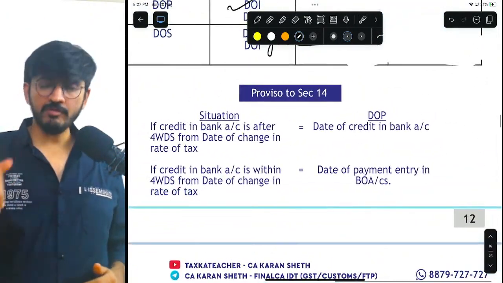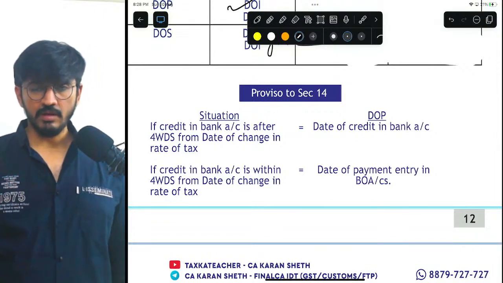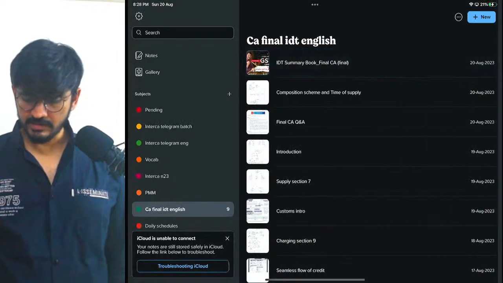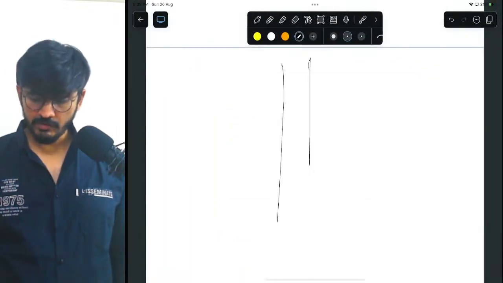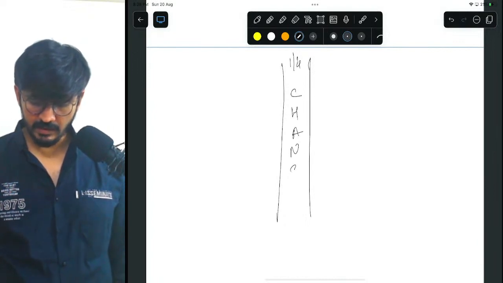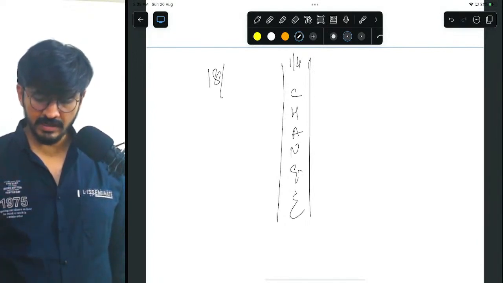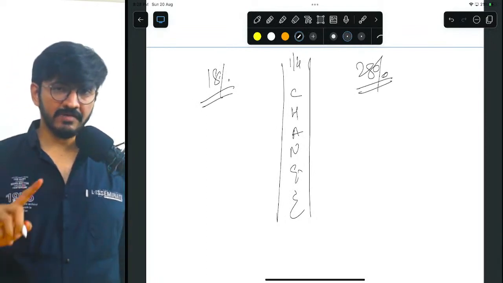And then the proviso to section 14. So what happens, my dear friends, is that sometimes something like this can happen. There was a change in the rate of tax, right? Initially it was 18 and now it is 28. Now the thing is, my dear friends, very simple.